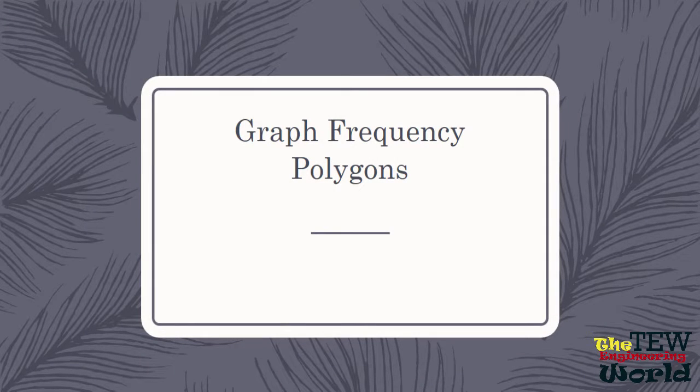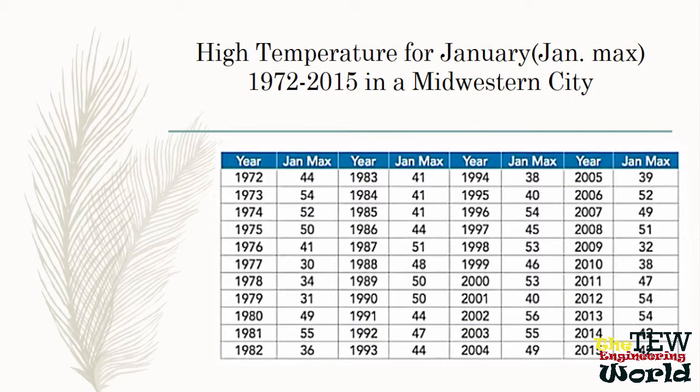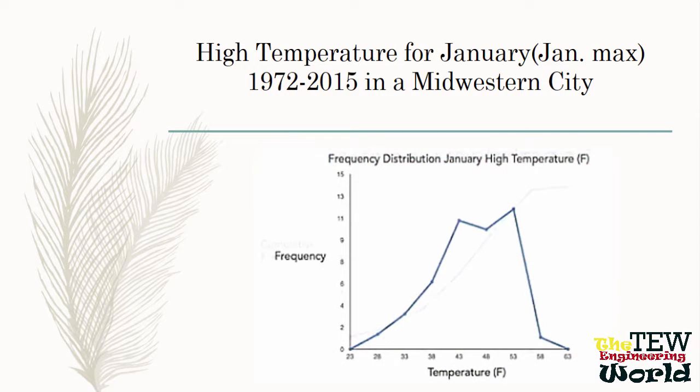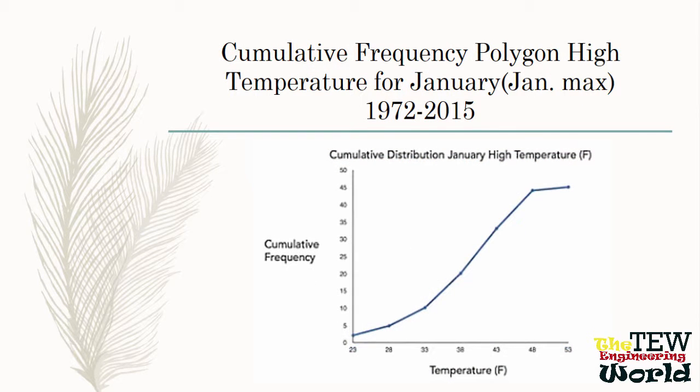Now let's look at another way to graph a frequency distribution, frequency polygons. Here is the data we worked with before. It is the high temperature in degrees Fahrenheit for January. I call it Jan Max in Madison, Wisconsin, in the years 1972 through 2015. Here is what it looks like for our data, and you can create a cumulative frequency polygon too. To create these frequency polygons in Excel, you would use the line charts we used earlier.